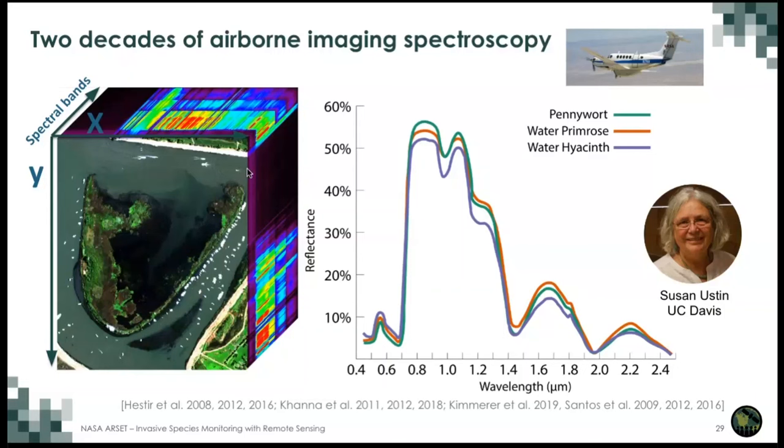So what this means is that for every single pixel, you not only have that spatial information combined in the image, but every pixel has the reflectance information as well, which allows you to make quantitative measurements of the environment using traditional spectroscopy techniques. On the right, we see an example of three different pixels, one pixel that contains pennywort, which is a native floating aquatic plant.